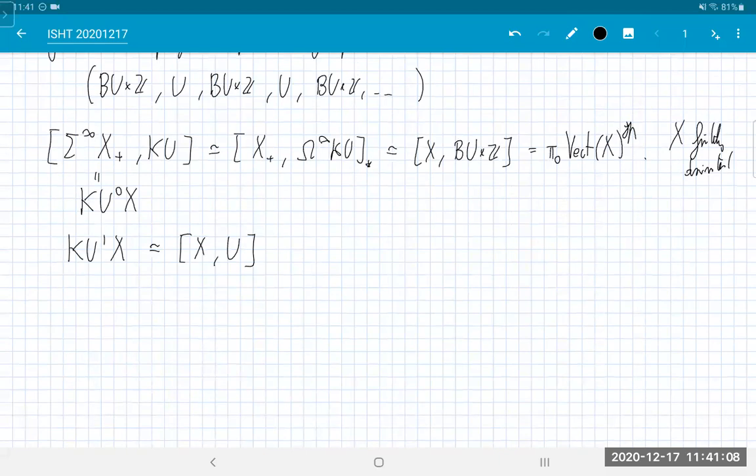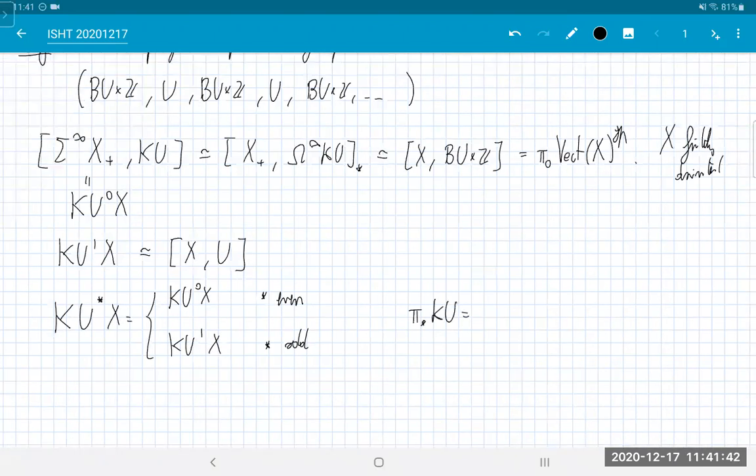And in fact, KU has this magic property that KU is periodic. So this is KU0 of X if star is even, and KU1 of X if star is odd. In particular, KU is very, very far from being a connective spectrum. That's our first important example of an actually honest-to-God non-connective spectrum. So pi star of KU is Z for star even and 0 for star odd. And that's a very important spectrum.